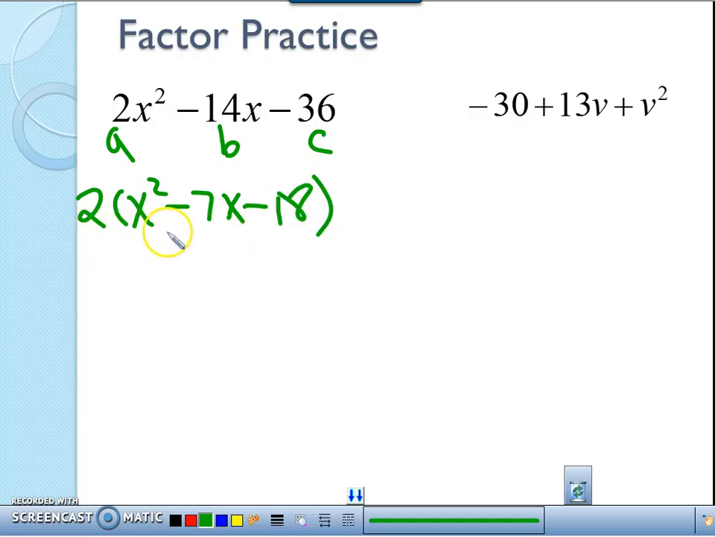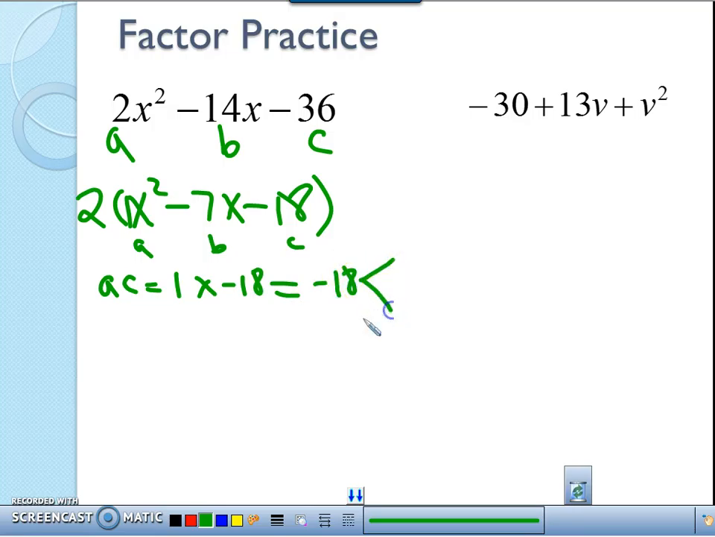Once you do this, you're going to factor what's inside, and then we're going to combine with the 2 later. So right here, you need to write ABC again. This is your new ABC, and there's a 1 there. So you're going to do A times C, which is 1 times negative 18. That's negative 18. So what 2 numbers can I multiply to get negative 18 that add to the middle, which is negative 7?